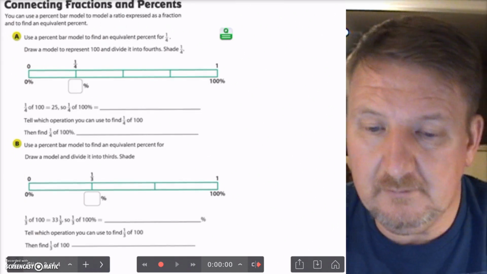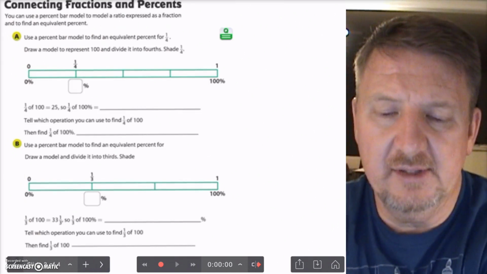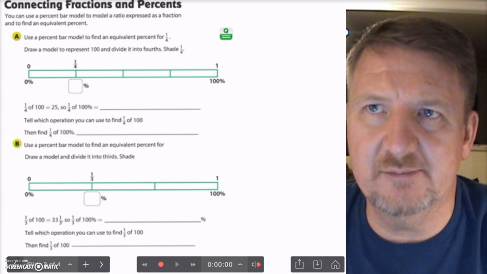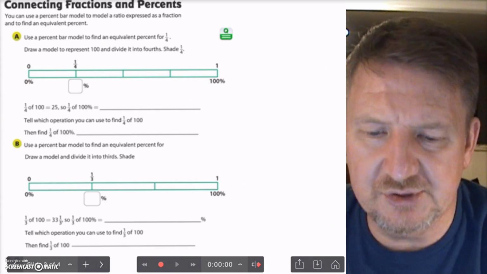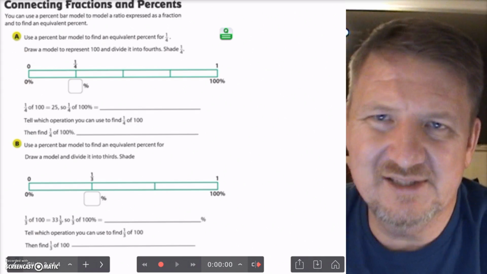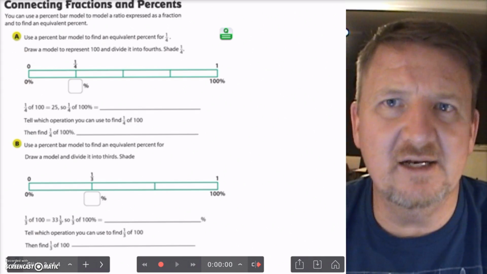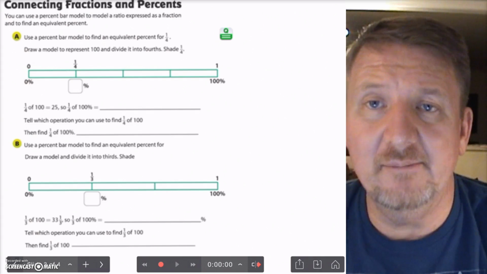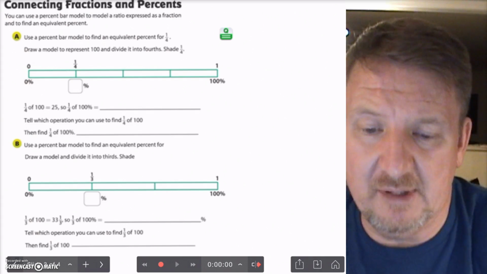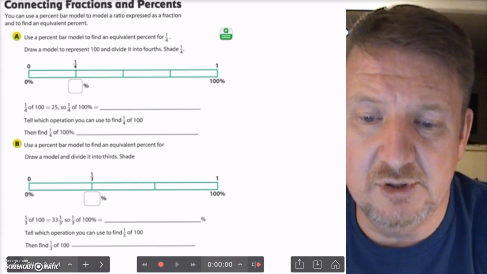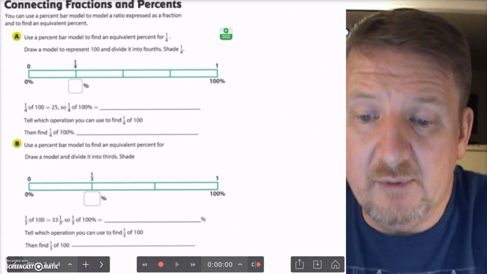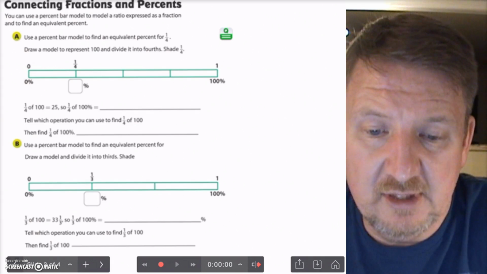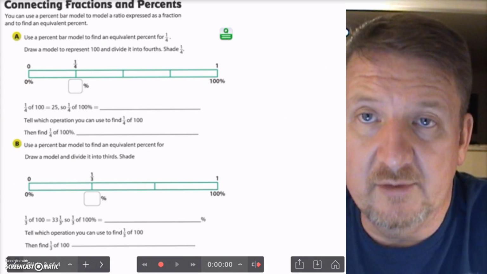All right. So the next thing I want to talk about is connecting our fractions and percents, and I want to do it using these percent bar models. This is helpful. If you can identify a fraction and realize that there's a certain percent that matches it, then you'll be a lot better off. It says you can use a percent bar model to model a ratio expressed as a fraction to find an equivalent percent.